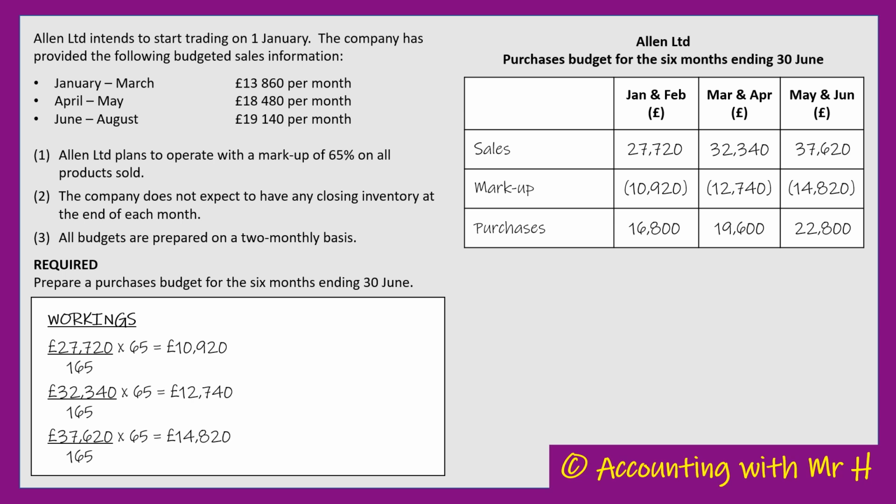And just a final thing to say, this question used markup, but another question could just as easily use something, perhaps the gross profit margin. So instead of having sales, markup, purchases, you would have sales and then the gross profit margin and then purchases. And you would have to adjust the sales figure for whatever they told you the gross profit margin was in order to get back to the purchases.